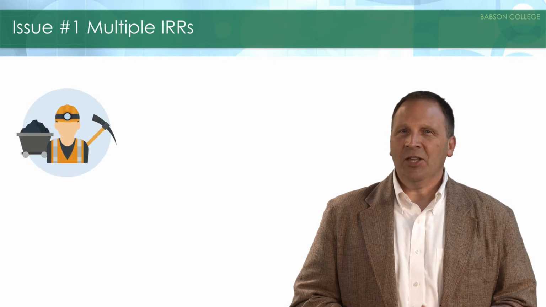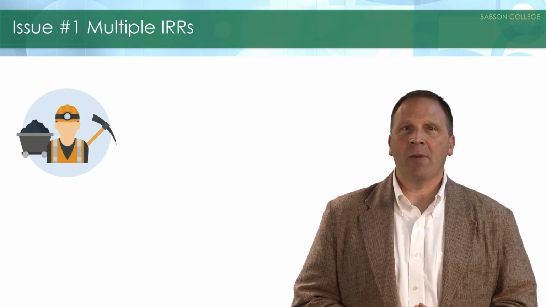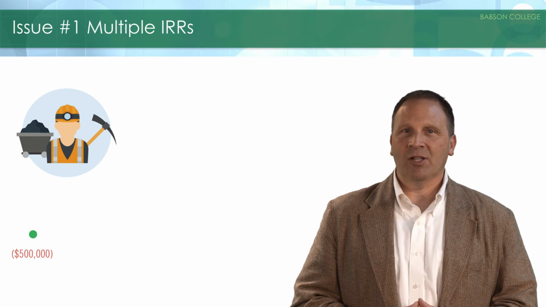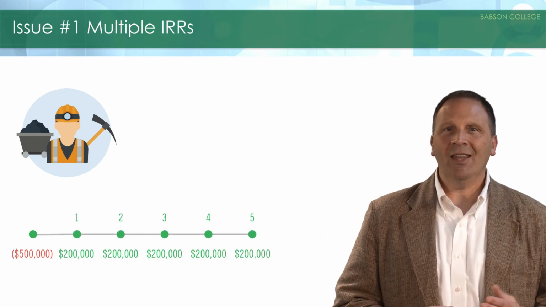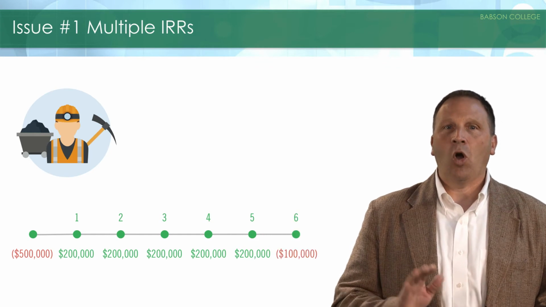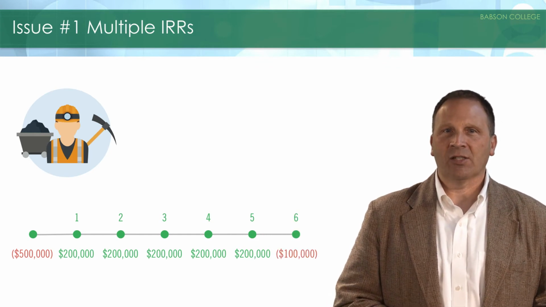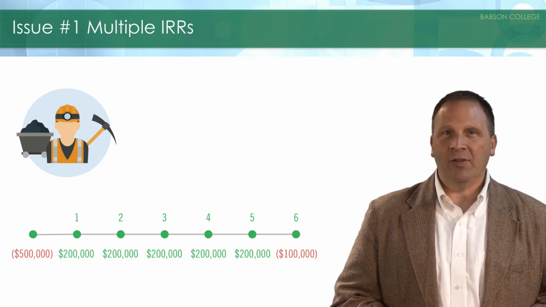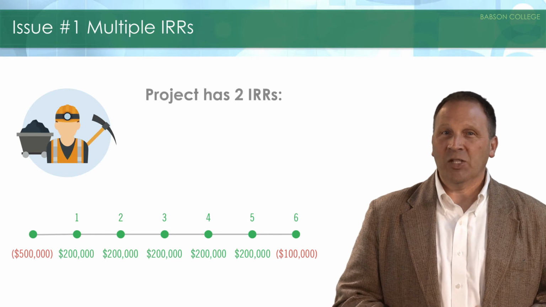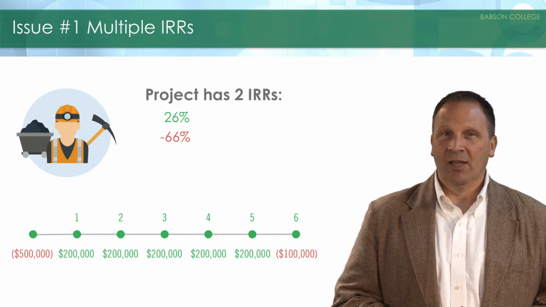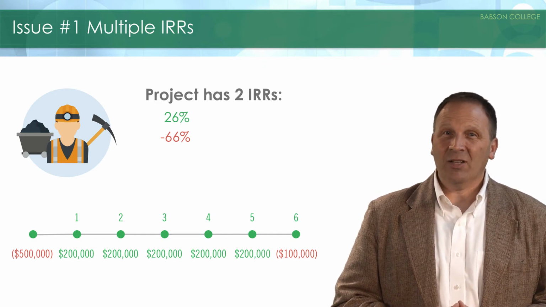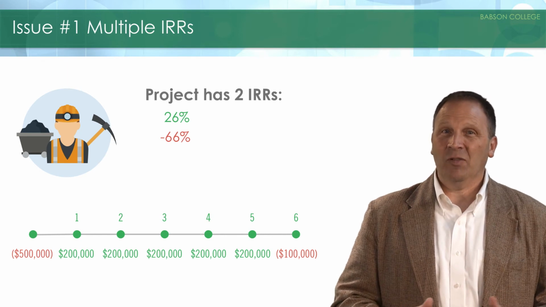For example, say you're digging a mine to search for a precious metal. It costs $500,000 to conduct the dig, then the mine provides you with $200,000 per year inflows for 5 years, then it will cost you $100,000 in year 6 to clean it up. So the cash flows are negative, then positive for 5 years, then negative again. This project will actually have two IRRs, positive 26% and negative 66%. Which one is right? Technically, they both are. So this is now confusing.